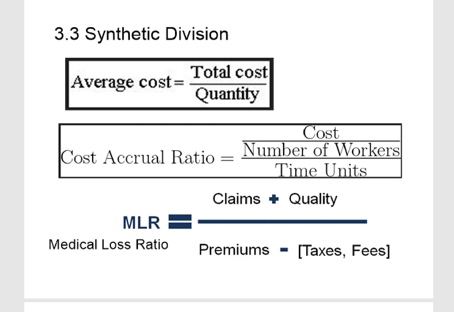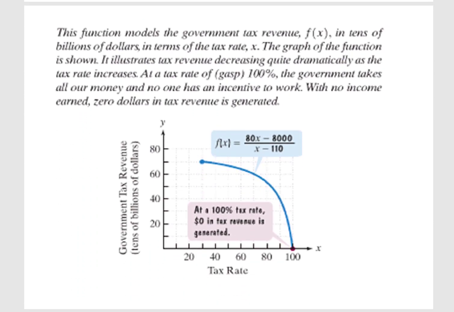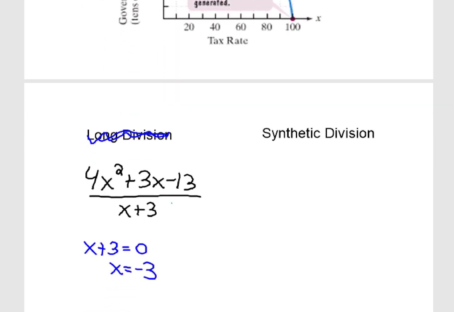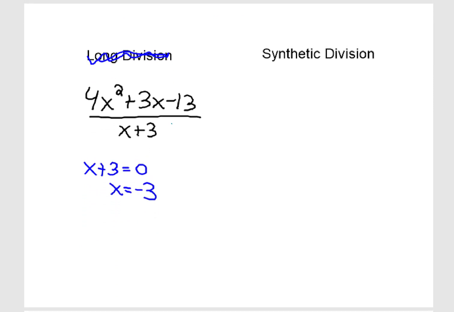This first slide right here is simply showing a real-world example of where we might be dividing polynomials. Same thing here with the second slide. We see 80x minus 8,000 over x minus 110, so that would be division of a polynomial. Okay, so let's look at our first example.